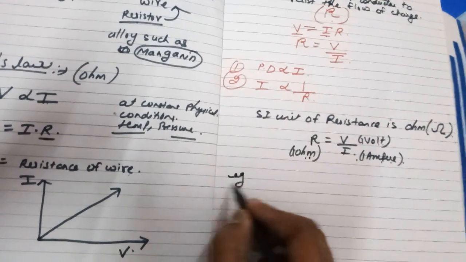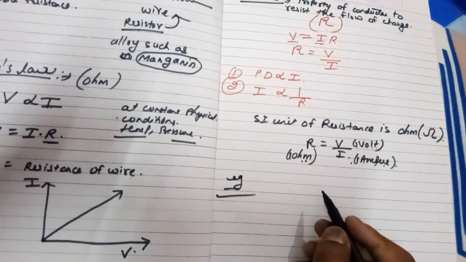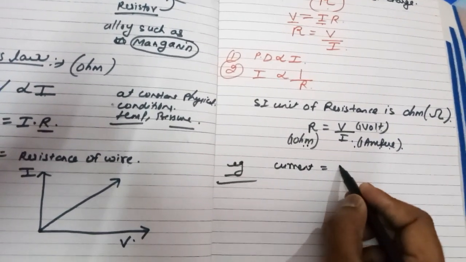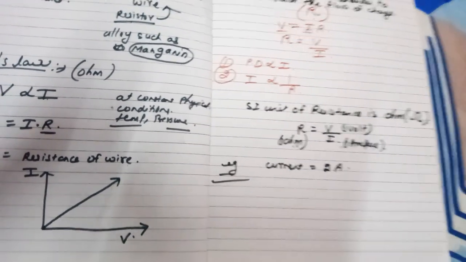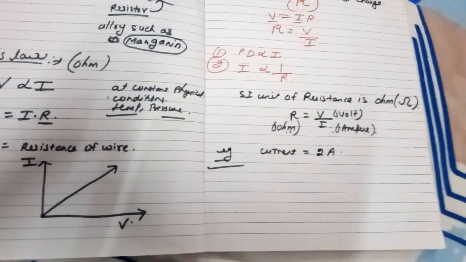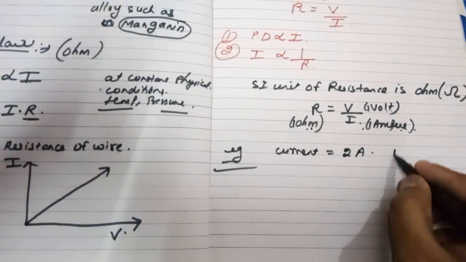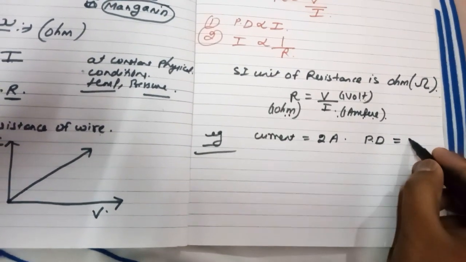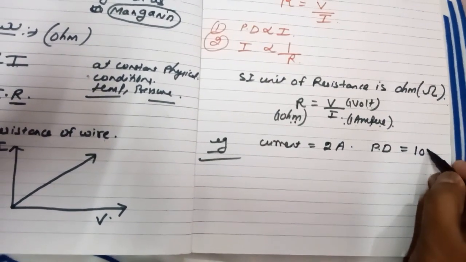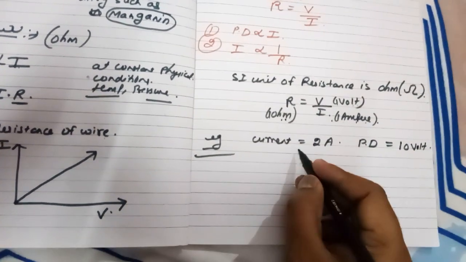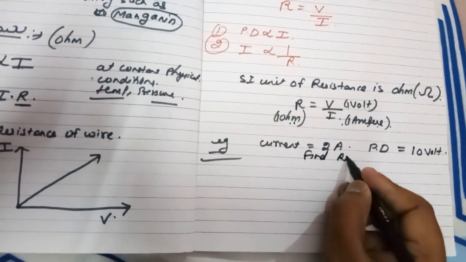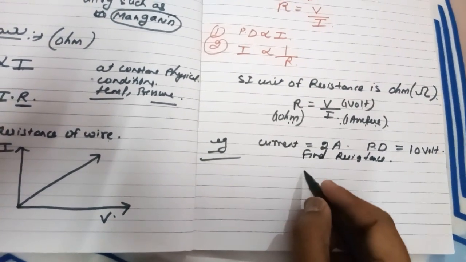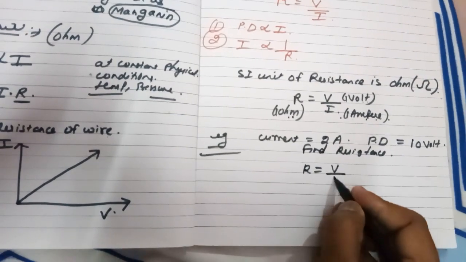Let me take one example. When the current flowing through the conductor is 2 ampere and the potential difference between two terminals of the conductor is 10 volt, find the value of resistance. Now how do we find the value of resistance? We know that R equals V upon I.